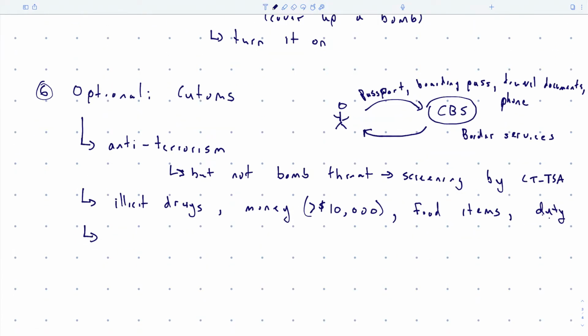The main thing they're looking for though is, if you're coming to Canada to travel, are you actually coming to stay, right? So they're looking for illegal immigration.